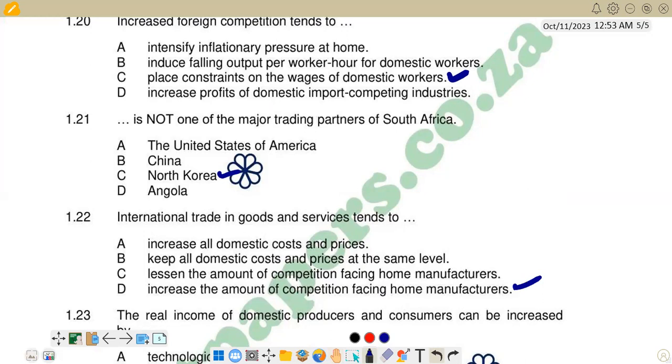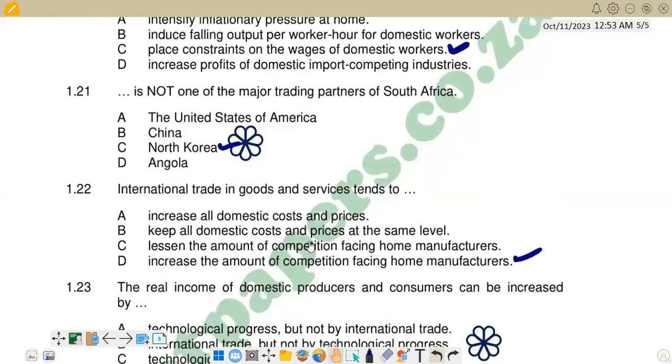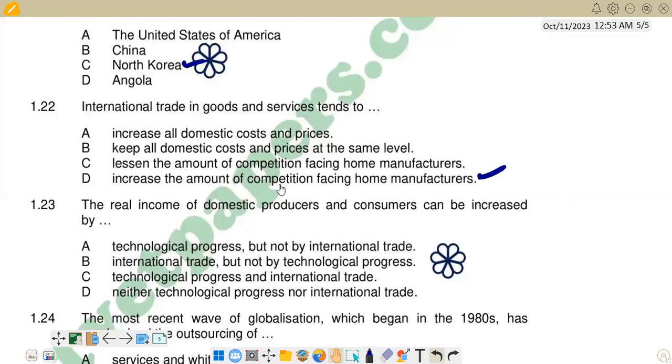Then we go to the next one, 1.2.3. It's saying the real income of domestic producers and consumers can be increased by A, technological progress, but not by international trade. Yes, it can be increased by technological progress, and also international trade is applicable. So A is not appropriate because it's not including international trade. Then B, international trade, but not by technological progress, which is not true again. Technological progress and international trade. So C is the most appropriate there. Then D is saying neither technological progress nor international trade. So it's disregarding all of them. So C is most appropriate.